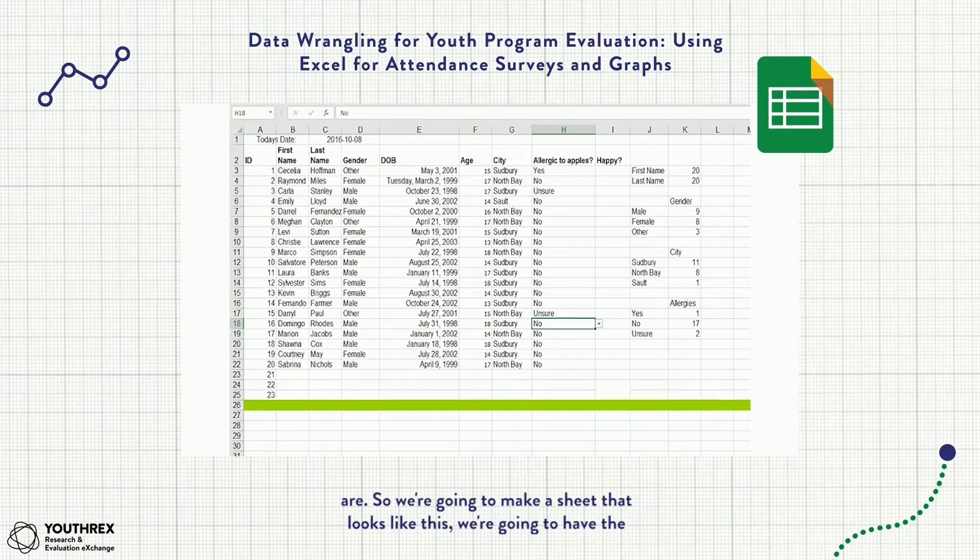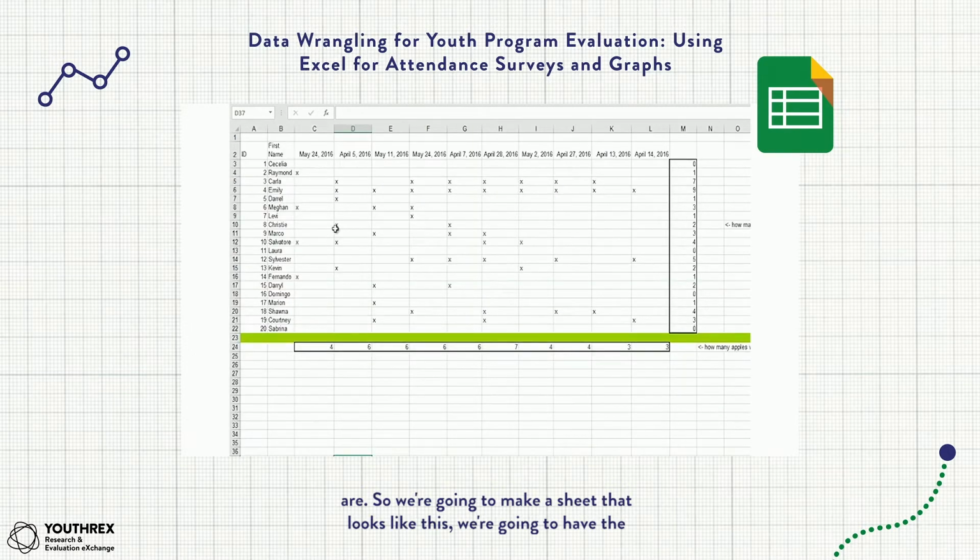So we're going to make a sheet that looks like this. We're going to have the ID number, the person's name, and a bunch of dates at the top, and we're going to look at who showed up. Basically in this sheet, the only thing we're going to do is put an X for Raymond if he came on May 24th. So on May 24th, there's 4 people that came, and next to their names we put an X. April 5th, there's 6 people that came, we put X's next to their names, and so on. Okay, pretty simple.